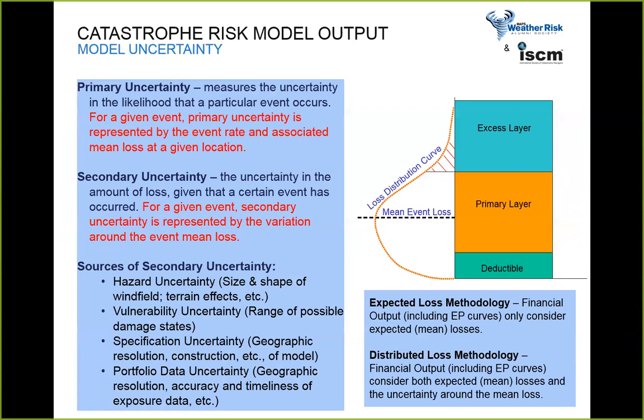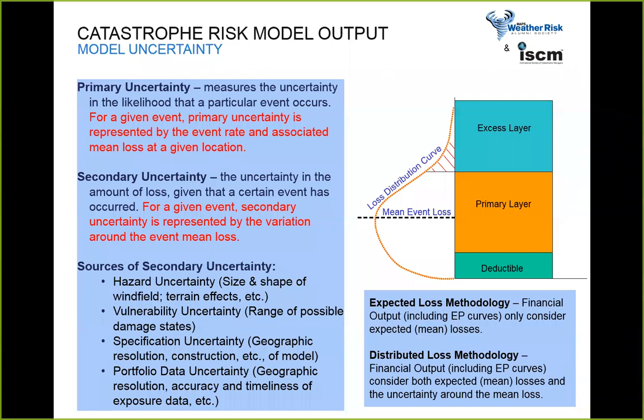But even if we know we're going to have an event landfall, there's still a lot of uncertainty around what the financial impacts of that landfall are going to be. And we call this type of uncertainty secondary uncertainty. This is, given that a certain event has occurred, what is the uncertainty in the losses that we expect? And this is really represented by the variation around the mean event loss.